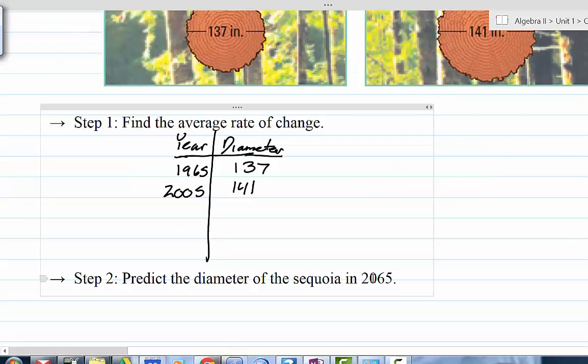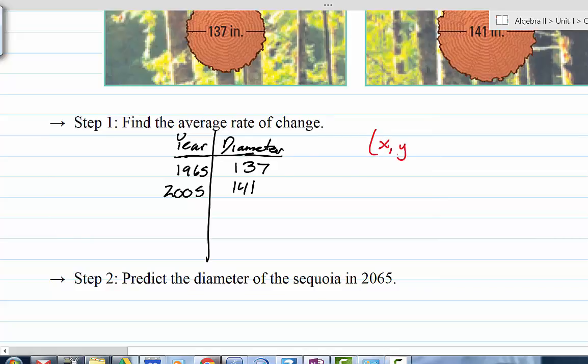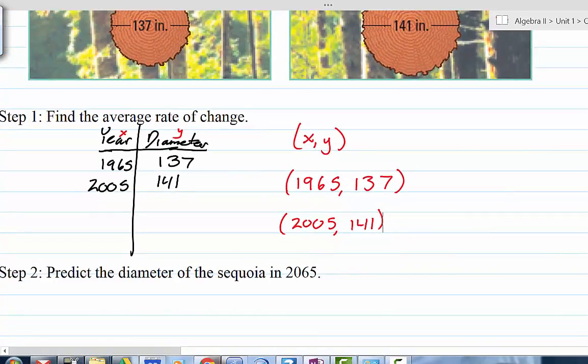Now, since I got this, I can make points out of those. Just like you have all points on a graph, you have your x, you have your y. So why can't I make points out of that? How about 1965, 137, that's 1 point, and my next point being 2005, 141. So if those are my 2 points, I can find out what my slope is.